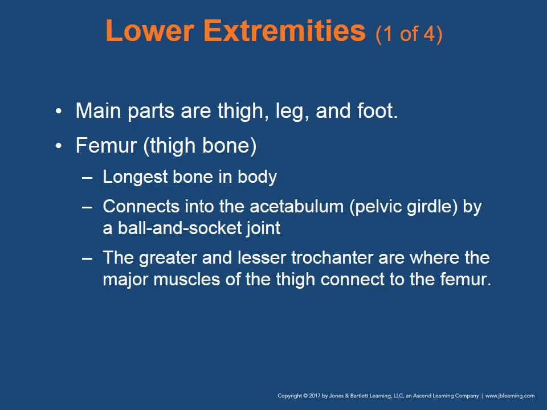So the lower extremities, main parts are the thigh, the leg, and the foot. The femur, or the thigh bone, is the longest bone in the body. It connects into the acetabulum of the pelvic girdle by a ball and socket joint. The greater and lesser trochanter are where the major muscles of the thigh connect to the femur. There's your quadriceps sitting on your thigh, which is extremely strong.